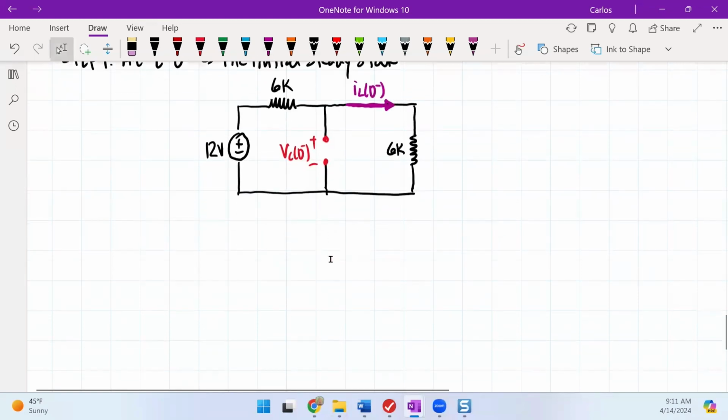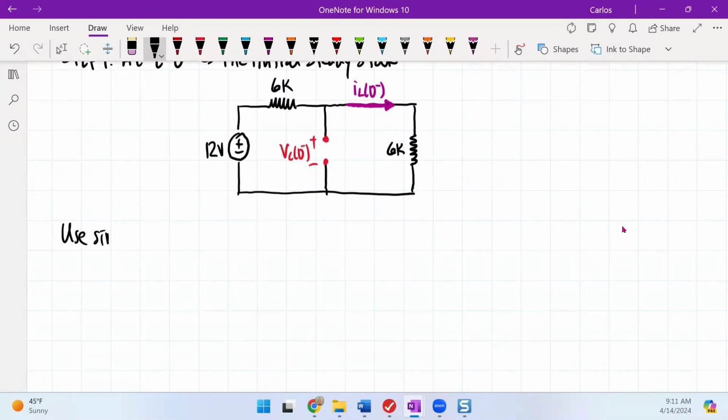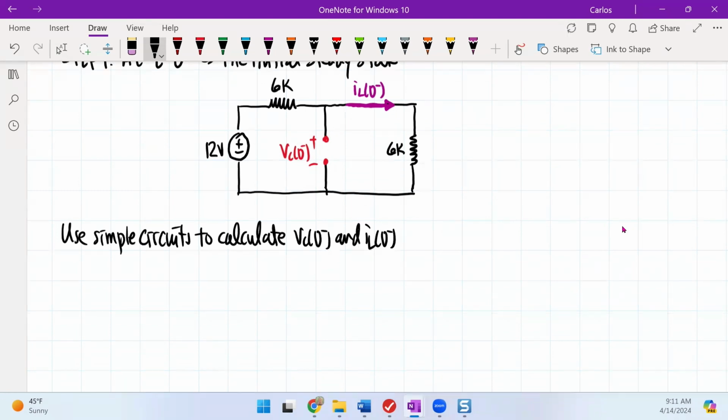Now, this is a fairly straightforward circuit to solve, right? So we're going to use simple circuits to calculate VC of 0 minus and IL of 0 minus. If I look, you could see that the voltage of the capacitor is the same as the 6K on the right.